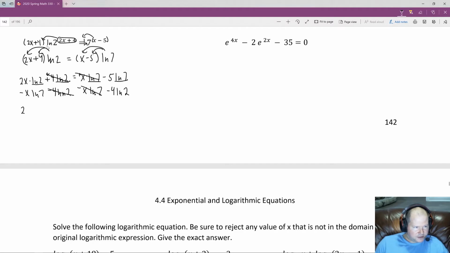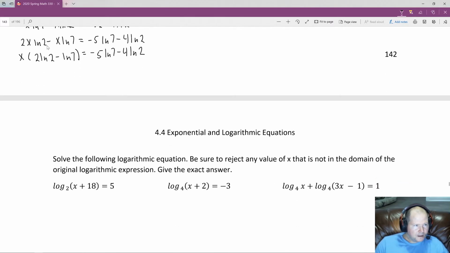And that leaves me 2x natural log of 2 minus x natural log of 7 equals negative 5 natural log of 7 minus 4 natural log of 2. Okay, now at this point I'm going to factor an x out of the left side, and that leaves me x times 2 natural log of 2 minus natural log of 7 is equal to negative 5 natural log of 7 minus 4 natural log of 2.